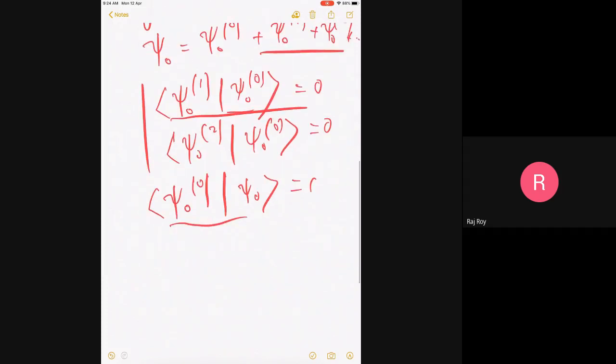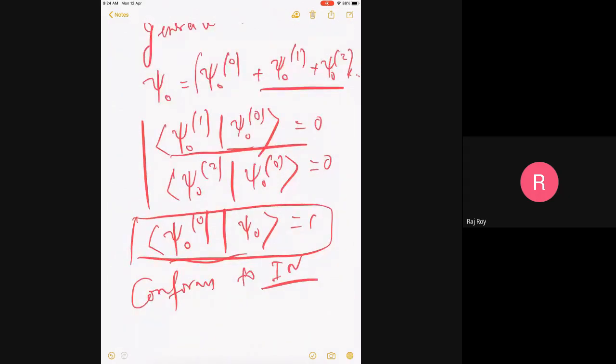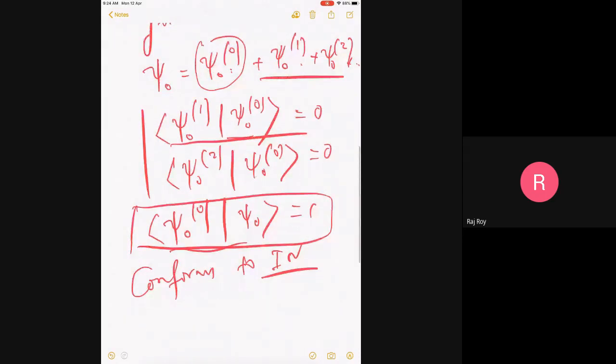So this essentially conforms to the intermediate normalization. I hope you remember the intermediate normalization. It had two important components: that this was equal to 1. That means the zeroth order, or the most dominant part, overlap with psi naught exact state is equal to 1. And all corrections are orthogonal to this dominant part. So this relation also holds good.